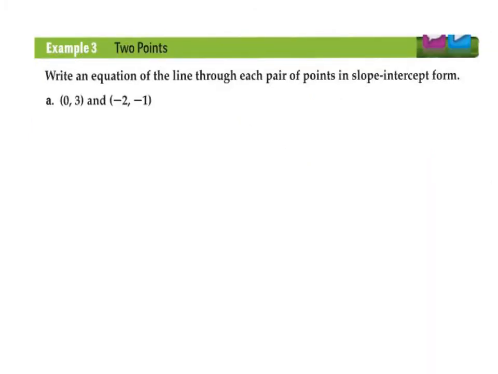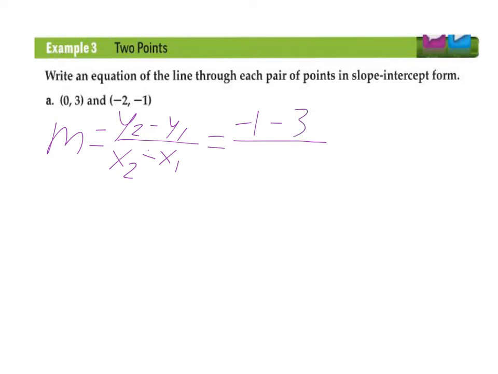Given 2 points, write an equation of a line through each pair of points in slope-intercept form. So we have the points 0, 3 and -2, -1. First things first, we need to find the slope. So we're going to use our slope equation. m is equal to rise over run, or the difference in y values over the difference in x values. Plug in what we know. This is going to give us -1 minus 3 over -2 minus 0, which is the same as -4 over -2, which simplifies down to 2.